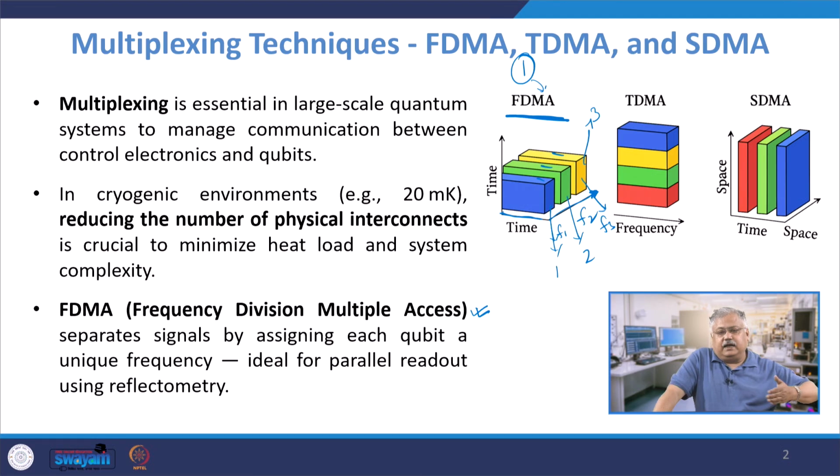Now, if I can get the output of a readout circuitry, the output of a qubit through multiplexers, such that corresponding to each qubit we have one frequency attached to it, then in the same time domain I can send n number of frequency cycles through the same path. That is known as frequency division multiple access.